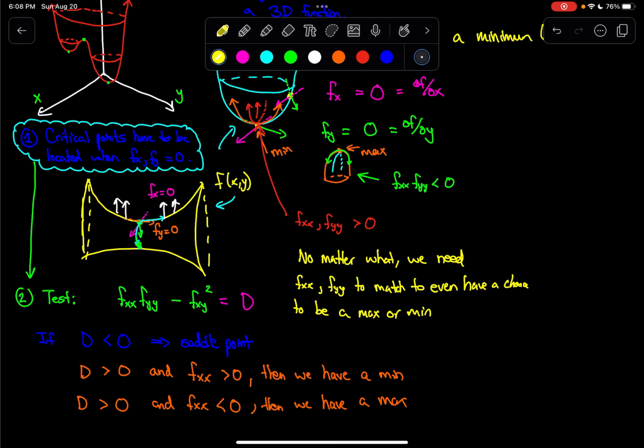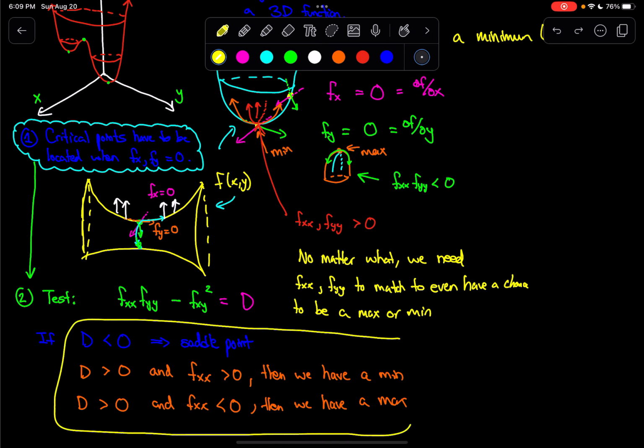Now, people ask, does this have to be f sub xx, or the second derivative with respect to x? No, because remember, in order to have a max or min, the second partial derivatives with respect to y and with respect to x both have to match. So you could have used the fact that we're concave up in the x direction, or you could have used the fact we're concave up in the y direction to figure out that we had a minimum there. Okay, so this is in the textbook. It is on page 961.